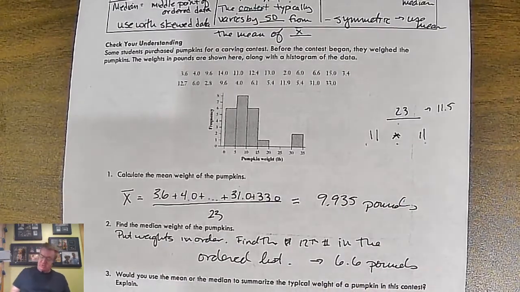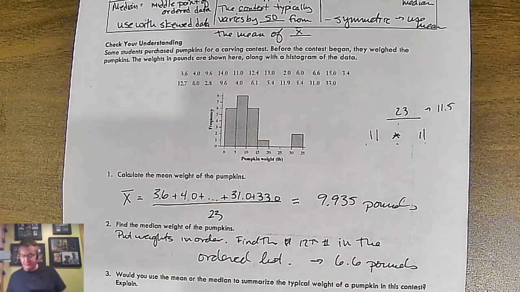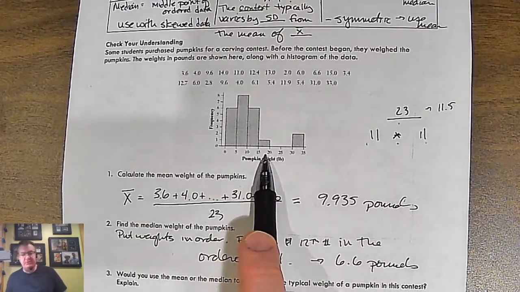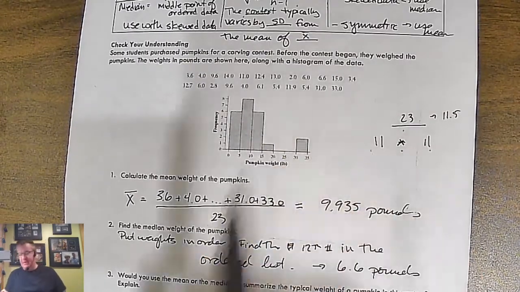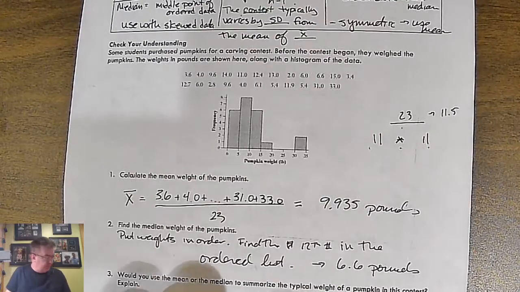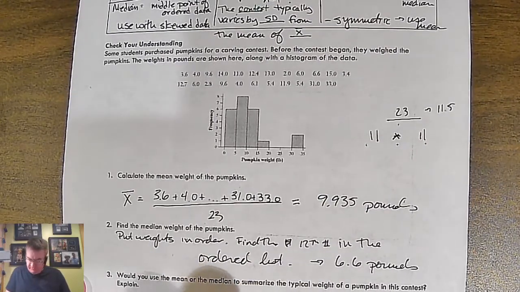So would you use the mean or the median to summarize this? And why? Is it skewed or symmetric? It looks skewed to the right, Mr. Hayes. I've got an outlier over there. In fact, we might even have 2. Right. So you're going to say, I would use the median.